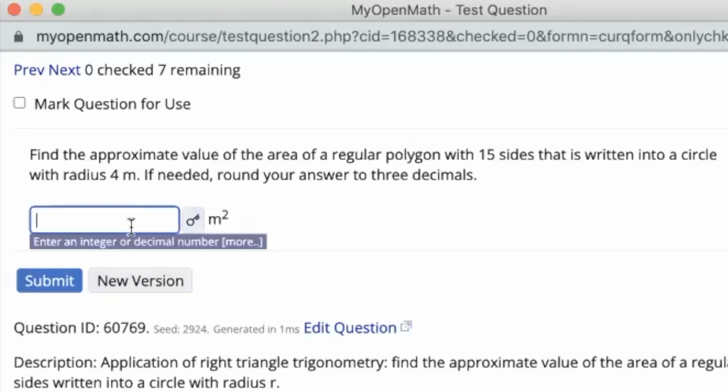Let's see what happens if I write in the answer that we have is a little bit more precise. Instead of 808, we had 8284.